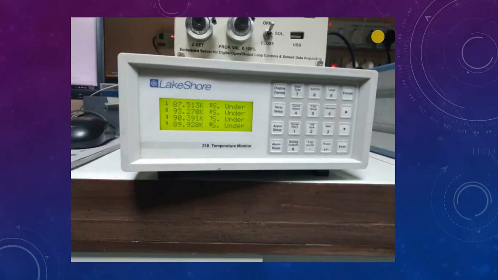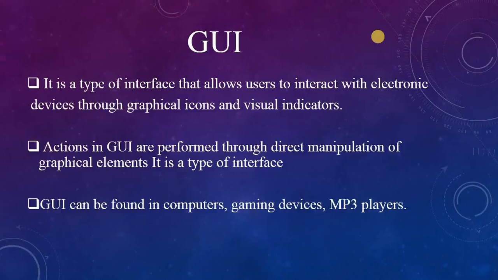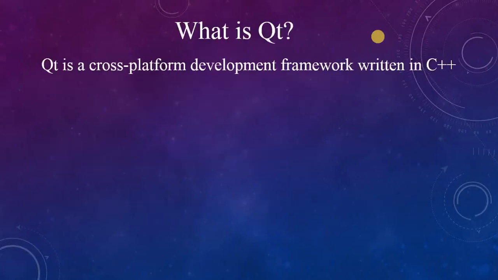Now, in order to interface the device, you need to know a lot of things. Also, how to build a GUI, graphical user interface. It's a type of interface that will allow users to interact with electronic devices through graphical icons and visual indicators. The actions in a GUI are performed through direct manipulation of graphical elements. GUIs can be found in computers, gaming devices, MP3 players, etc. But this GUI is for interfacing a device and getting data.